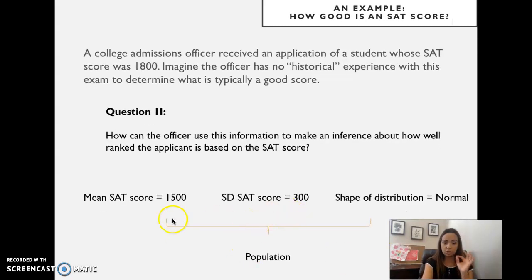So again, just to restate, we need these three things about the population of all test takers so that we can look at this one test taker that we're interested in and see how they perform with respect to that full population.